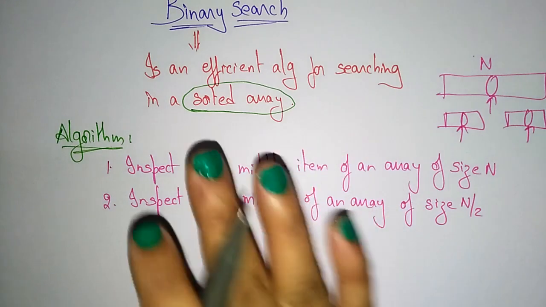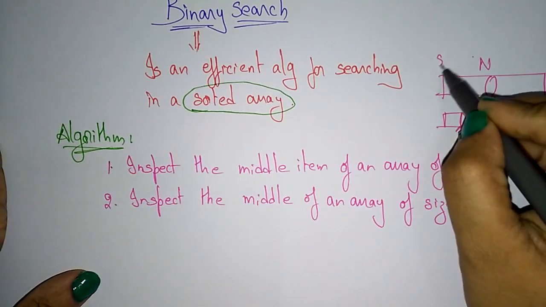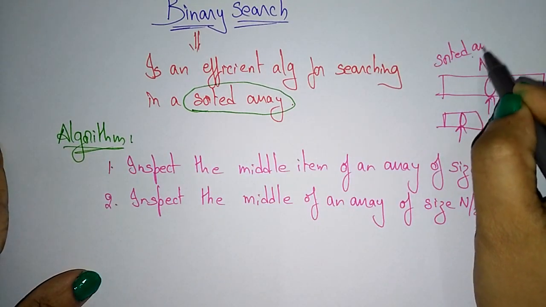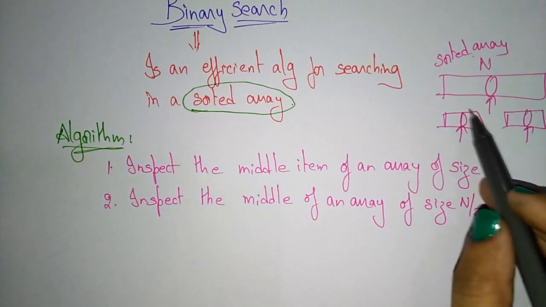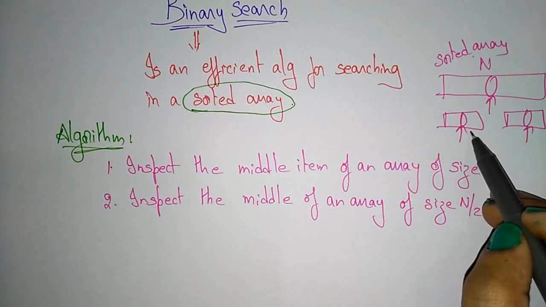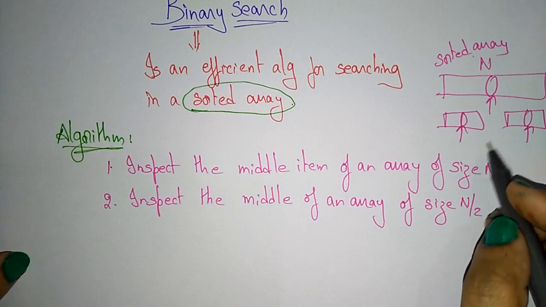but in binary search you have to take the sorted array. So the main thing is you have to take the sorted array. The array should be in ascending order or descending order. So in that sorted array, first you have to find out the middle item, and next for the sub problems also you have to again find out the middle item.